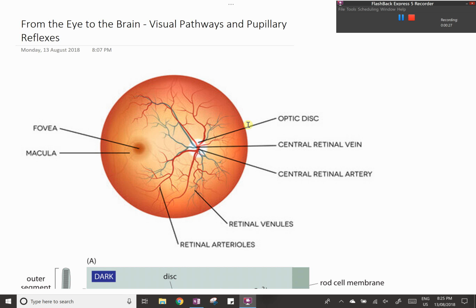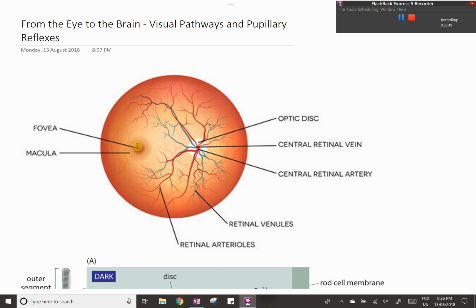You can see this is what we call fundoscopy. So this is looking at the back of someone's retina. And you can see this bit here called the optic disc is where the veins, the arteries, and also the optic nerve pierce into the back of the retina. The key things that I wanted to point to today, though, are this area here called the macula, and the center of that that's called the fovea.